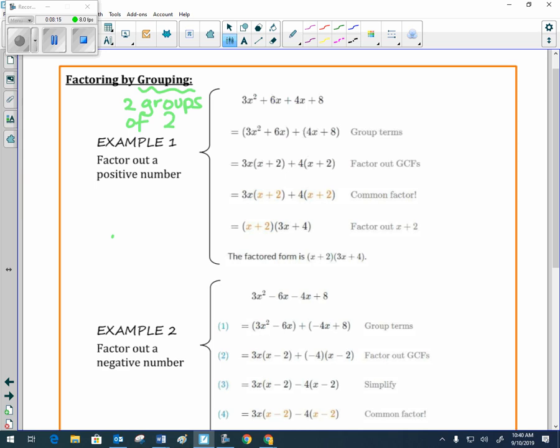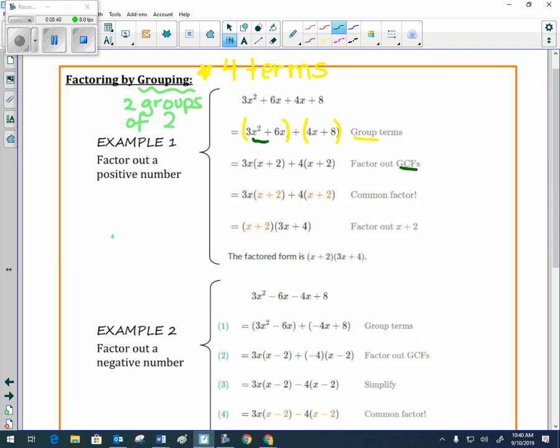So when we do grouping, one of the key characteristics that makes you think that it could be grouping is that you're going to have 4 terms. That should make sense. 2 groups of 2 means you need to have 4 terms. And we're going to group them. So you can see in the directions here, we basically went in and grouped the first 2 together and then the second 2 together. And then our next step is we were going to factor using GCF.